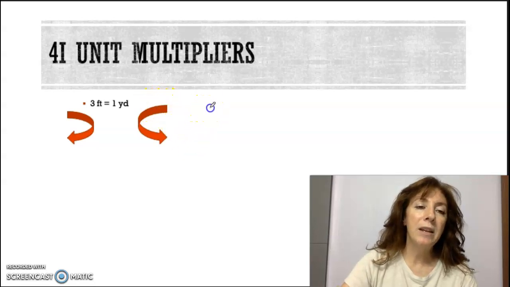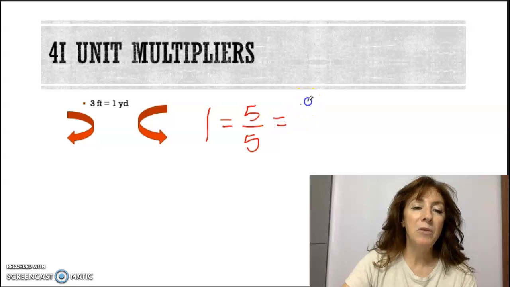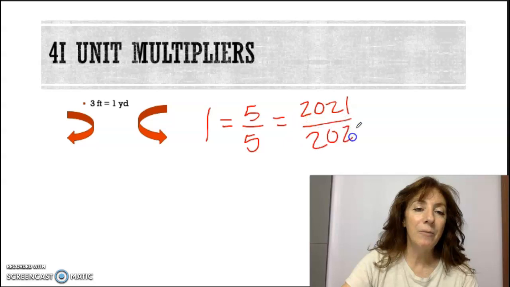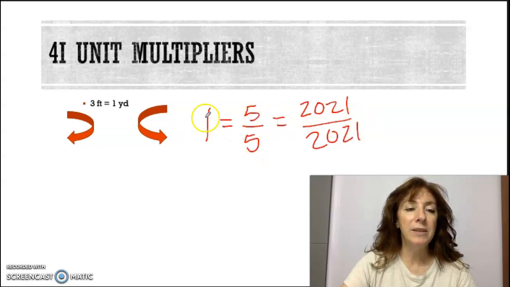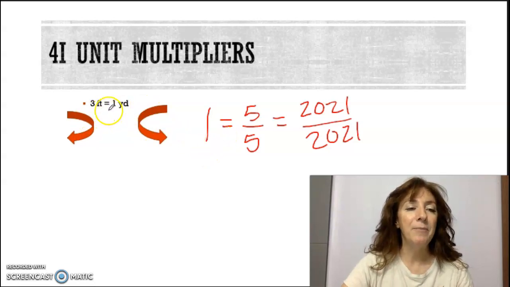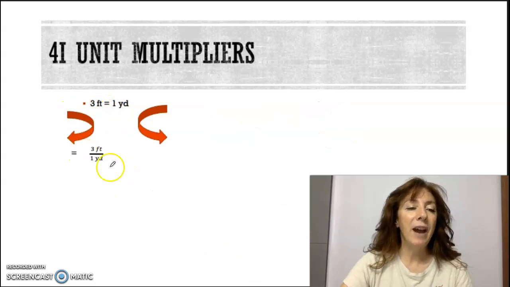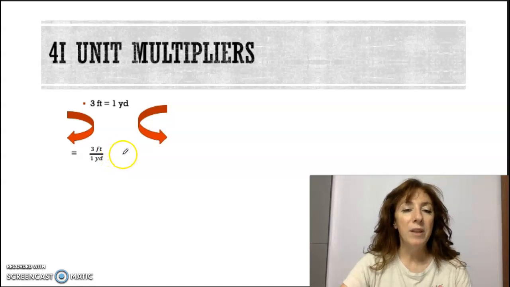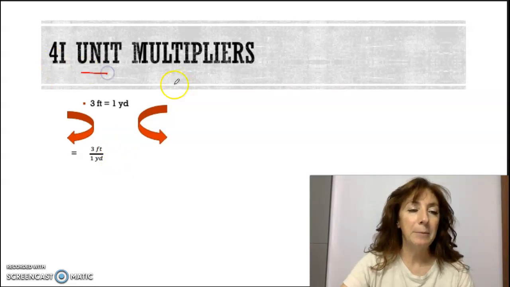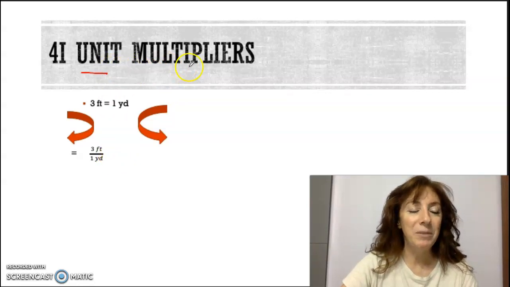fractions where the number 1 equals anything over itself. Anything over itself equals the number 1. So I can use that with unit multipliers. I can take an equality and turn it on its side and make a fraction out of it that's equal to 1. When things equal 1, we call that a unit. And we're going to use those units that are equal to 1 and multiply with them.